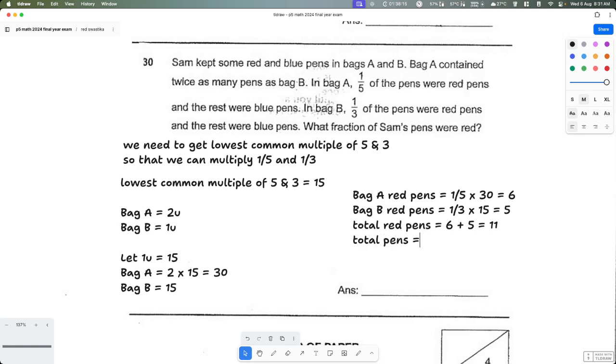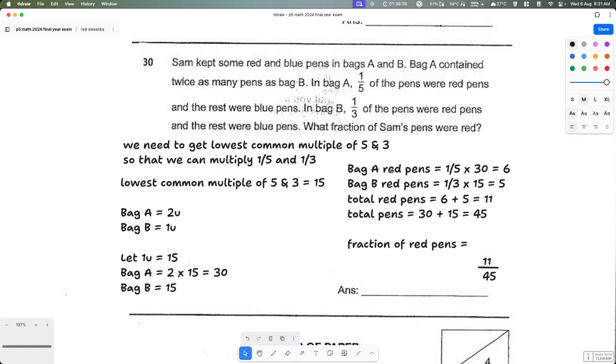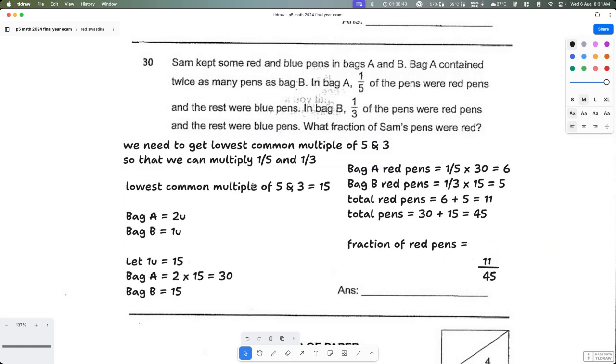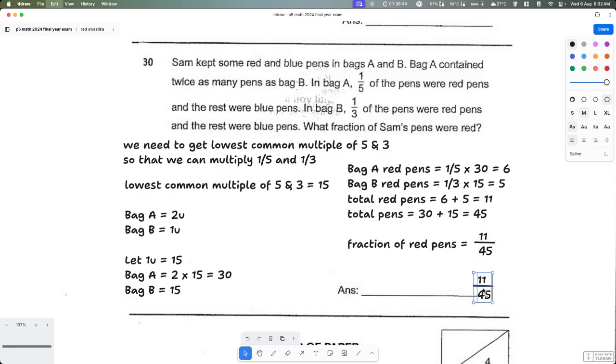Total pens is equal to 30 plus 15, which is 45. So the fraction of red pens is 11 out of 45. There you go, that's the answer to this. I'm going to put this a bit higher like this. So 11/45, that's about it.